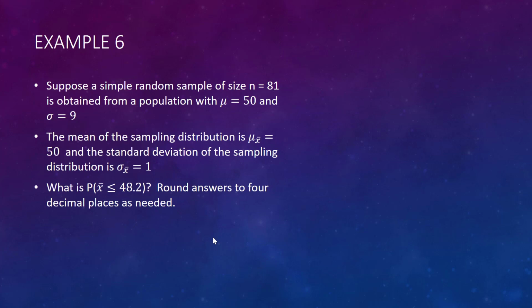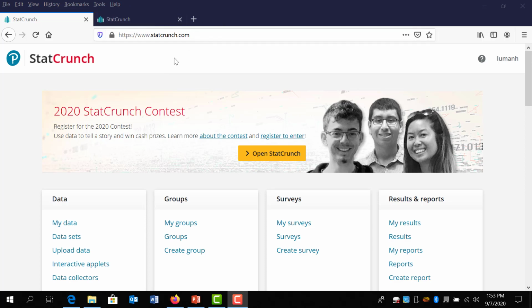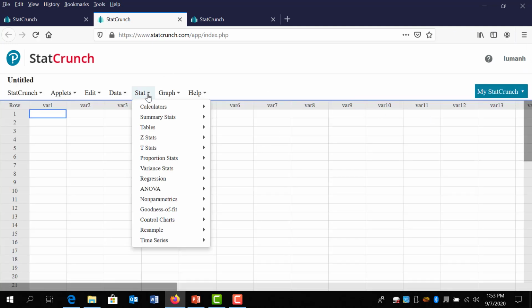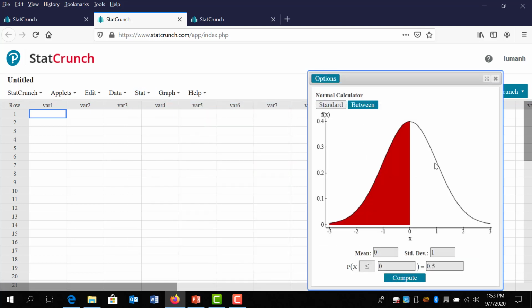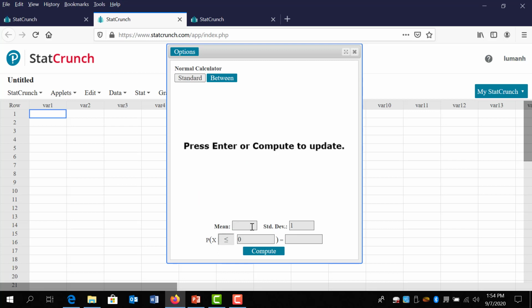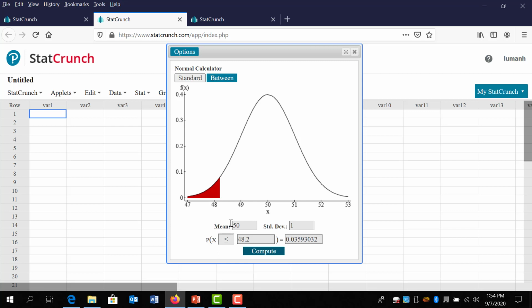So the first thing that we have to do for this problem is go into StatCrunch. As you can see here, I'm at the StatCrunch website. I've already logged on, so now I can click on Open StatCrunch. I'm using the normal calculator, so I'm going to hover over Stat, Calculators, and Normal. So this is the app that I want to use. Remember, we figured out in the previous slide that our mean is 50, our standard deviation is 1, and then we're curious what proportion of the population would be less than or equal to 48.2. So if I hit compute here, you can see that the answer is about 3.6%.